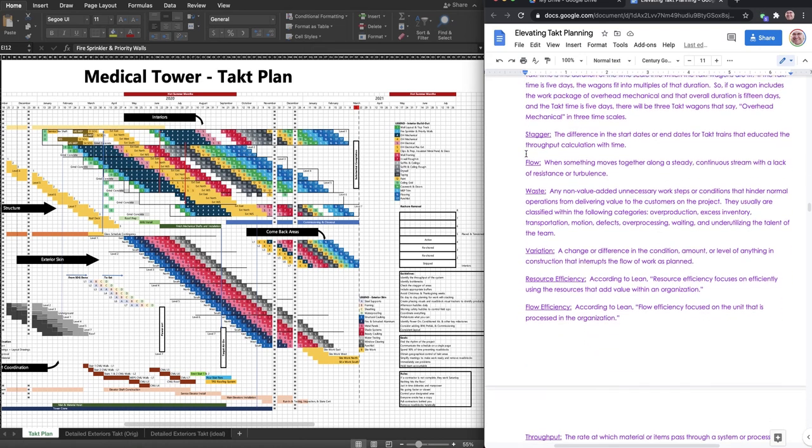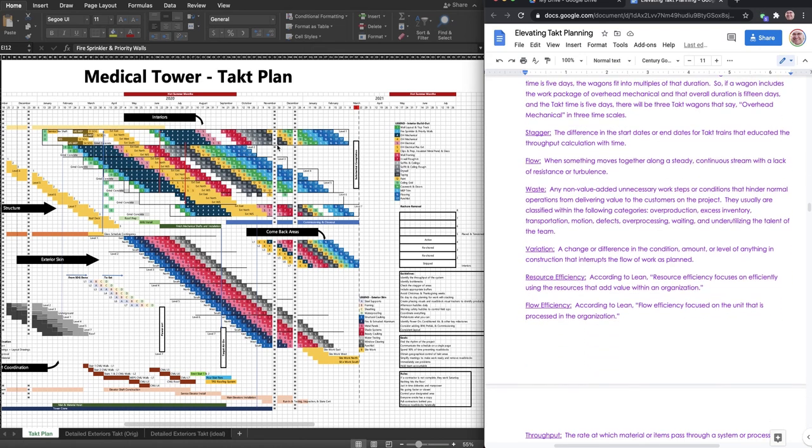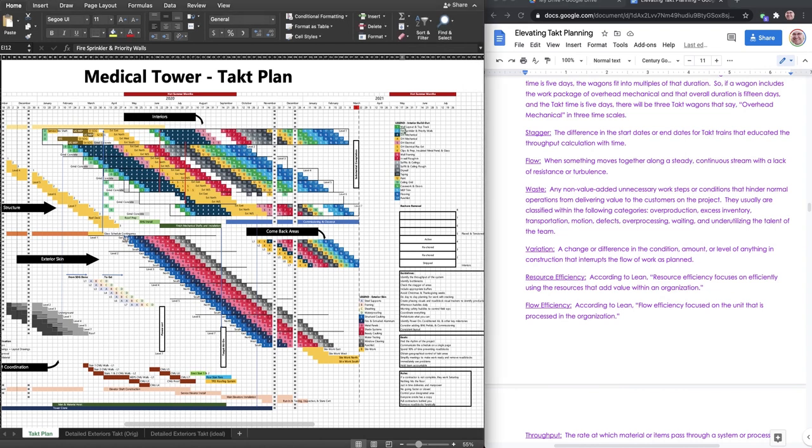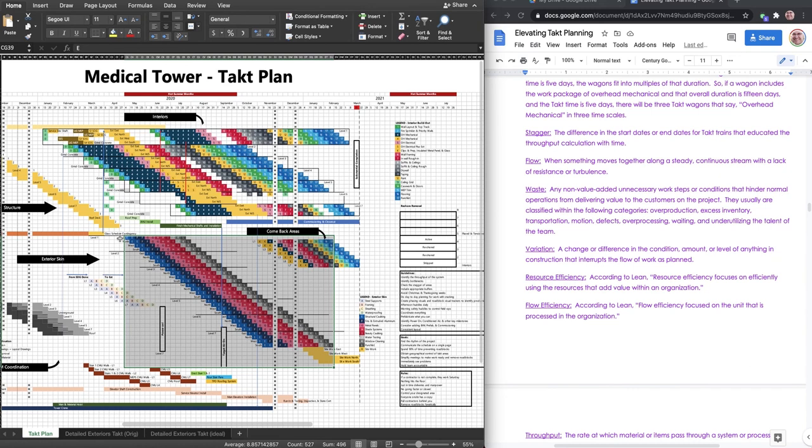The stagger, I want to make note of this. So let's just take this example right here. Let's take the takt phase of the exterior skin. This has a 1-week stagger. So from the time it starts to the time the second takt train starts, that's a 1-week stagger.